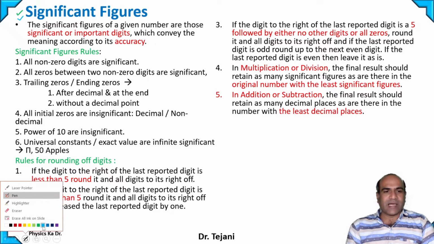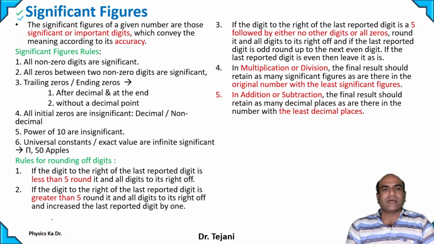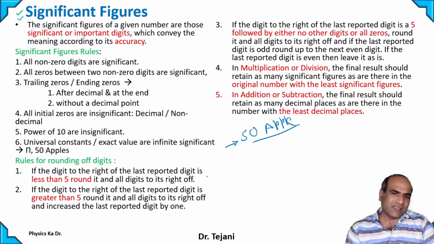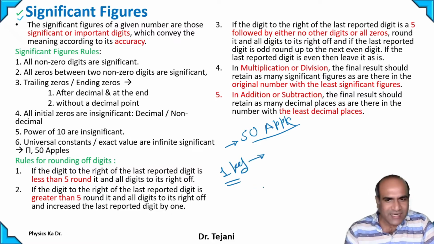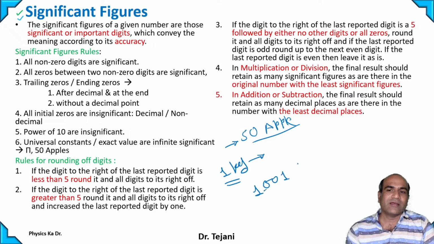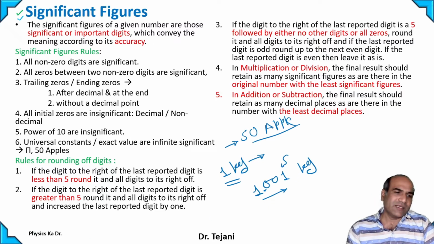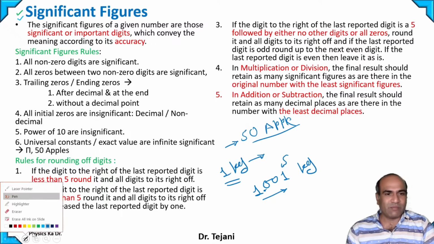But in practical life, if you are counting apples, say for example 50 apples, in this case you can exactly say, yes, I have 50 apples. But if I say I need 1 kilogram of apples, in this case you cannot say it will be exactly 1 kilogram. It can be 1.001 kg. We don't know what the accuracy of that is, and it is very difficult to get exact accuracy. Therefore, significant figures are important.